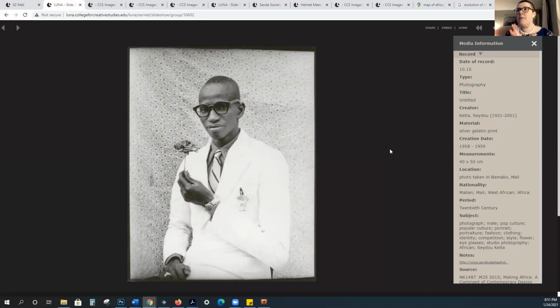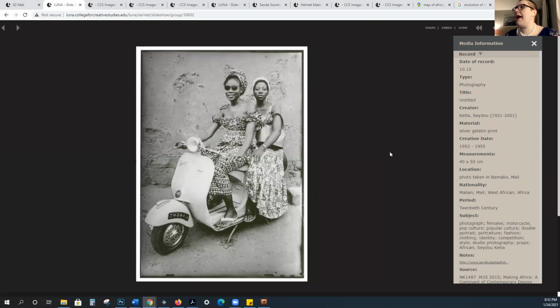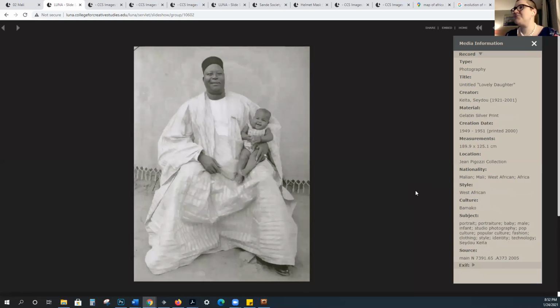This is not backwards people who are like, whoa, about photography. This is something that they are able to use to manipulate, and they can show that they themselves are modern as well. All of these works are going to be untitled because we don't know the names. But again, you can see here that there's this little scooter. Oftentimes these would be studio props, but people would be very excited to have their picture taken with these objects.